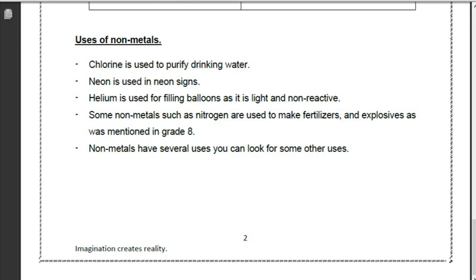Nitrogen, we talked about nitrogen in detail in grade 8, used to make fertilizers and explosives, so it's mentioned in grade 8. And they have several other uses.